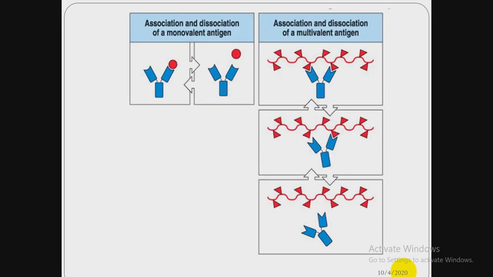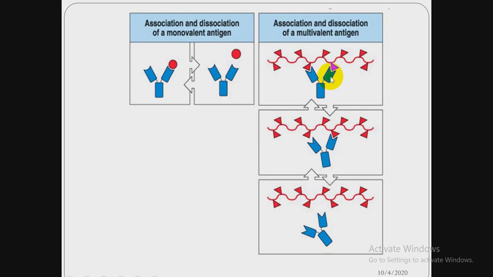Here, in the first section, you see a monomer antibody and an epitope of an antigen, and you see that this monomer could interact with the epitope, and then this binding could be detached, and the antigen can separate from the antibody, because we said that the antigen-antibody interaction is reversible.